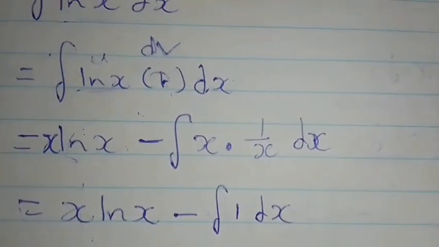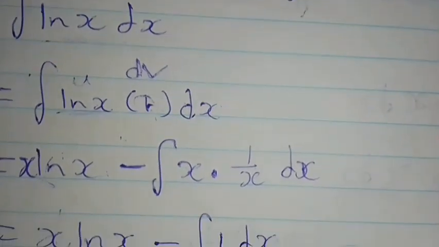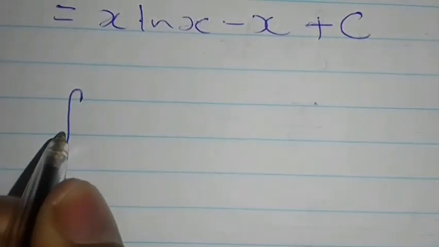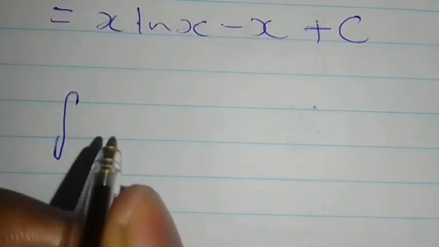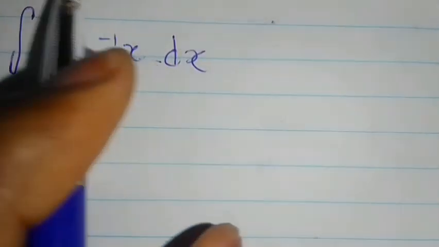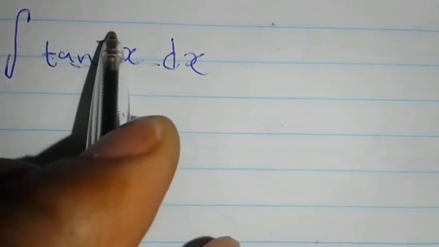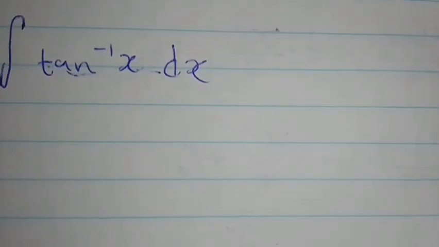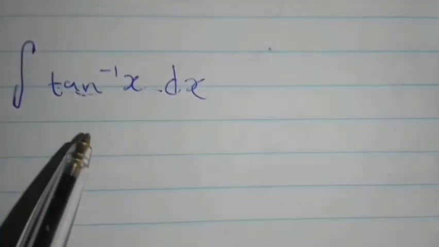So let me just do one last problem that requires by parts. Let me just do the integral of, let's say, arctan x dx. So let's say integrating arctan x. We know that there's no derivative that gives you that, and if you try to make a substitution here, you'll end up having a problem working that integral.